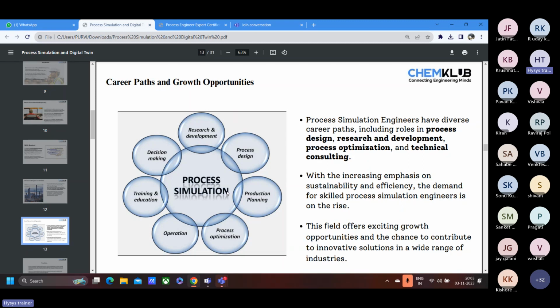Another is production planning. See, every year, for example with a methanol plant, when that methanol plant is running, a production planning exercise takes place every year.